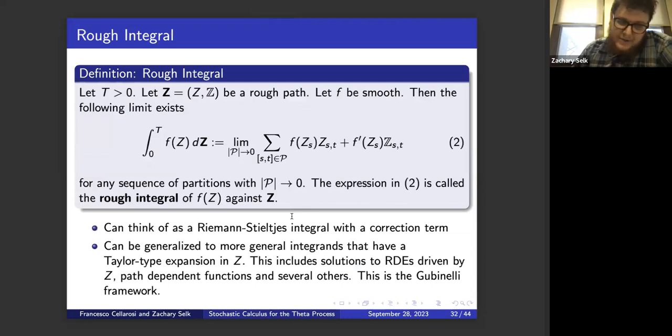So let me just mention the integral that I wrote out earlier, this rough integral, does exist, and you can think of it as a Riemann-Stieltjes integral with a correction term. The f prime of z, then the bold z, is a correction term for the Riemann-Stieltjes, ensuring that this Riemann sum converges. You can generalize this much further to solutions of rough differential equations and a bunch of other things. But the point is that at least for f of z, we're able to construct an integral as long as we construct the second order process, which is the iterated integral. Okay.